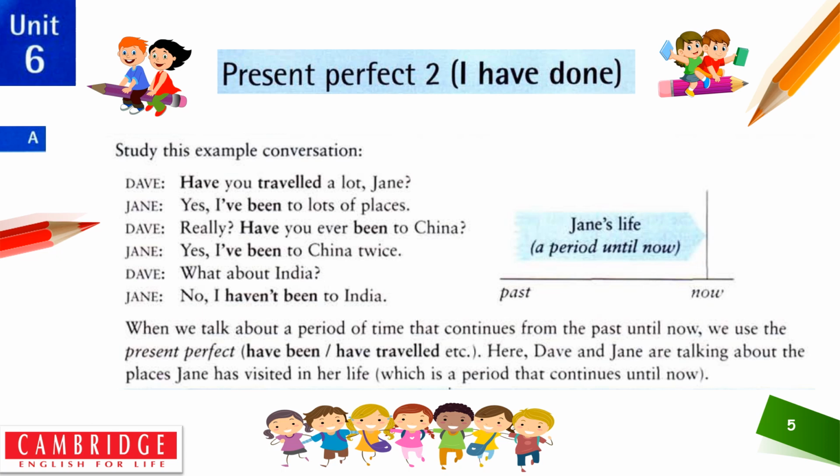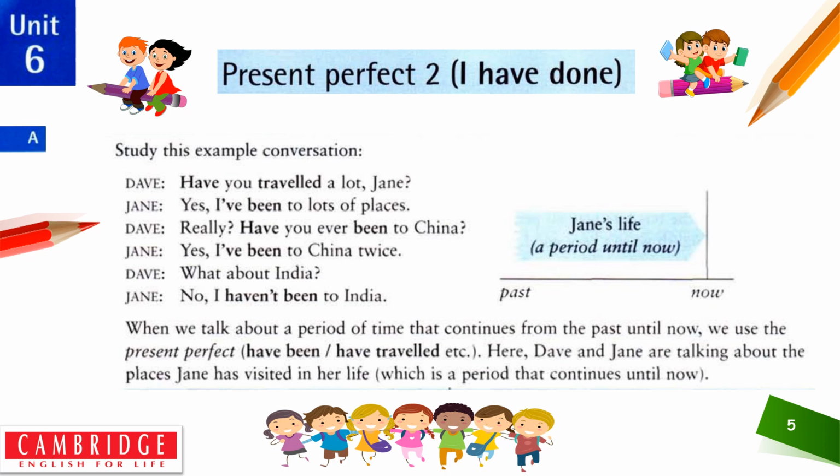So first, let us study this example conversation. This conversation is between Dev and Jane. Dev: Have you traveled a lot, Jane? Jane: Yes, I've been to lots of places. Dev: Really? Have you ever been to China? Jane: Yes, I've been to China twice. Dev: What about India? Jane: No, I haven't been to India.